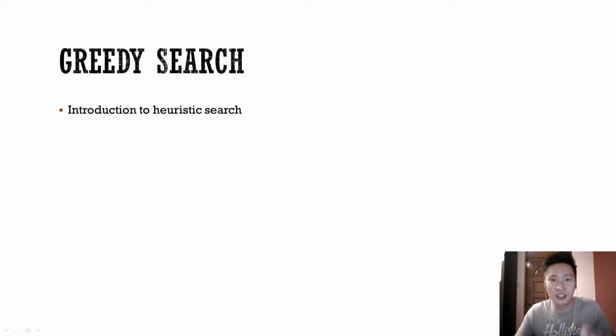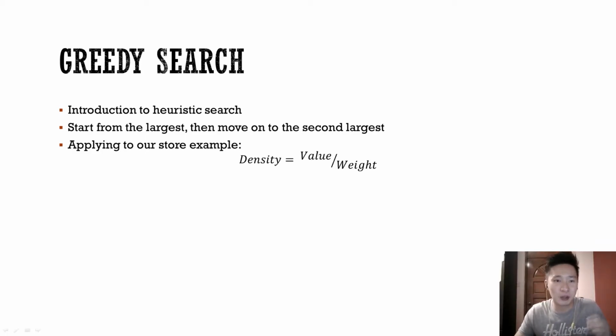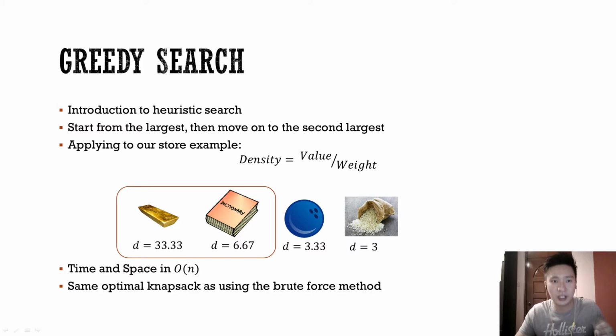Greedy search is very often used as an introduction to heuristics in computer science, and the idea is to start from the largest item and then move on to the second largest until the constraint is met. Applying this to our store example, we define a density function where we take the ratio of the value and weight, and we calculate this density for each item. Then we sort it, and we keep on picking the top few entries until the carrying capacity constraint is met. From here, we can see that you pick up the most optimum one, the one that the smart thief has picked up.